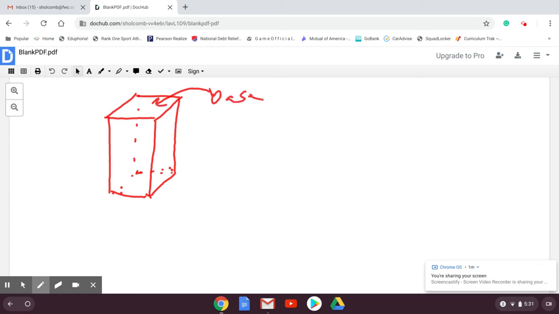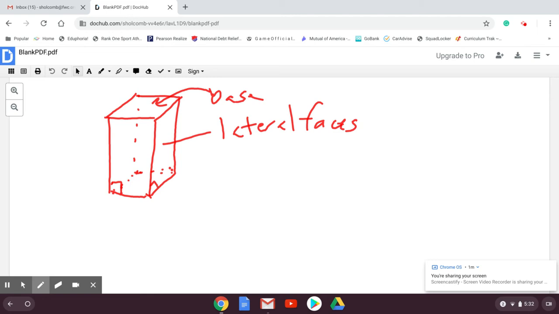Okay. Lateral faces are these rectangles around the side. And some of this is a little bit of a review, but you always name these prisms by the base. Typically, the lateral faces turn into rectangles. Cylinders are a little bit different, but we'll talk about that in a second. You've got two types of prisms. You can have a right prism, like this one would be, where you can see that it's at a right angle everywhere around. But you can also have what's called an oblique prism.